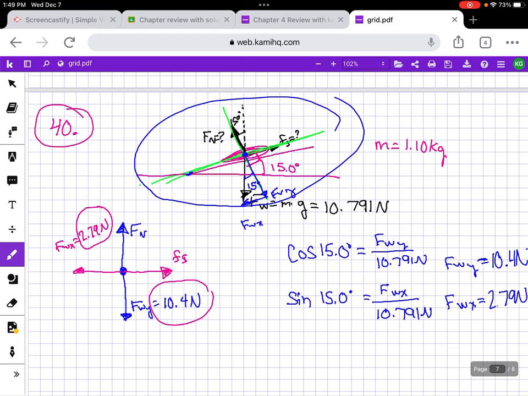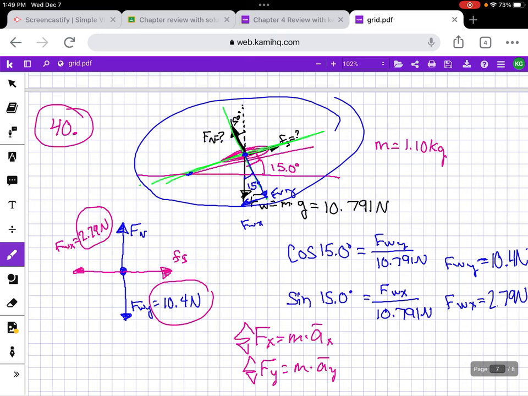And the reason being, remember, is Newton's second law. It states that the summation of the forces in the X is equal to mass times acceleration, and the summation of the forces in the Y is equal to mass times acceleration. The difference being it's acceleration in the X and Y respectively.